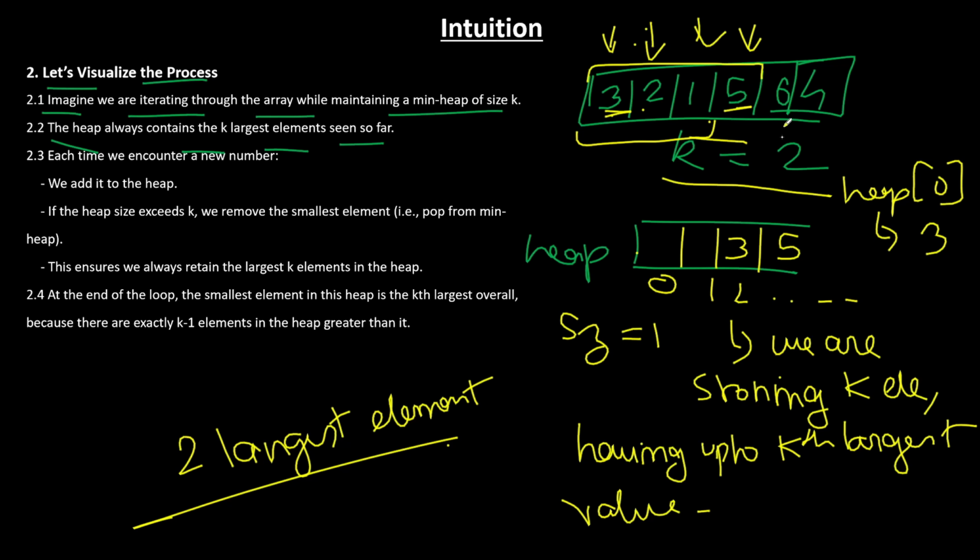Now when I move here, it is 6, right? I will put 6 back here. Now I will pop this 3, correct? Now if I try to do heap of 0, I will get 5. Is that correct? Yes, it is correct. If you check from 3 to 6, 5 is the second largest element.